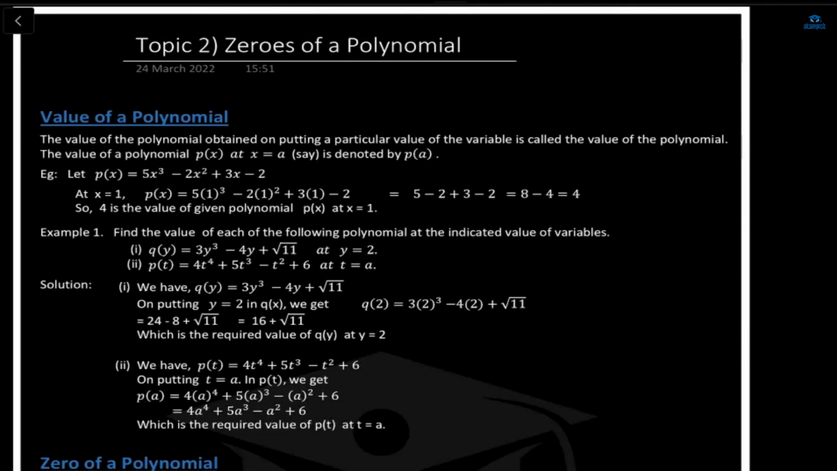So before that, let's check what is the value of a polynomial. Value of a polynomial means at a particular point. At a particular given value, what is the value of the whole polynomial? For example, if I ask you the value of the polynomial p(x) at a, what you will do, you will put a. Let me show you.